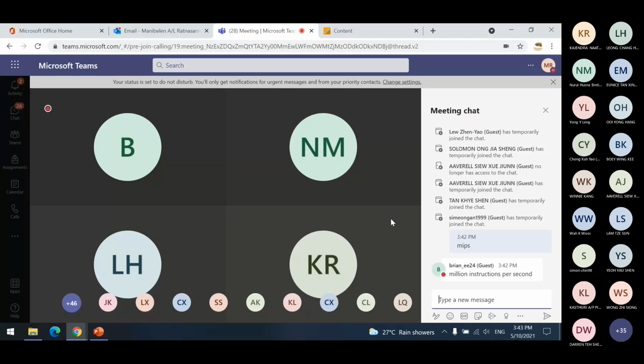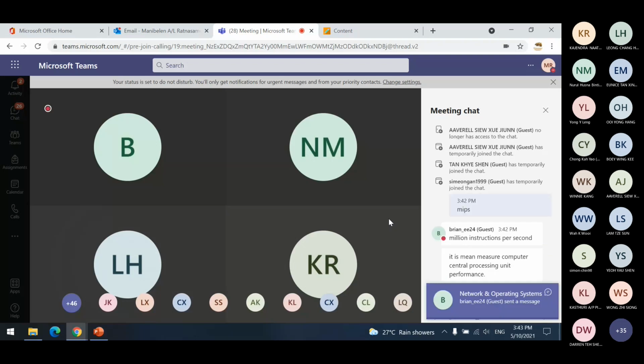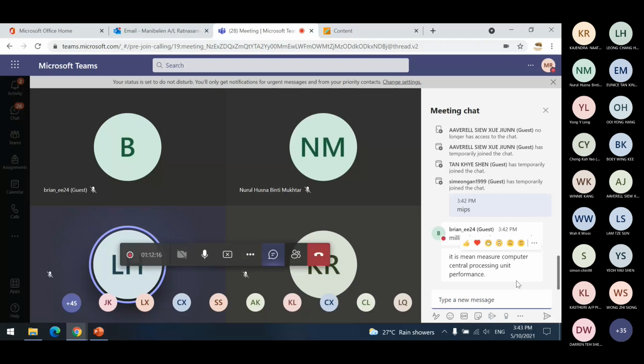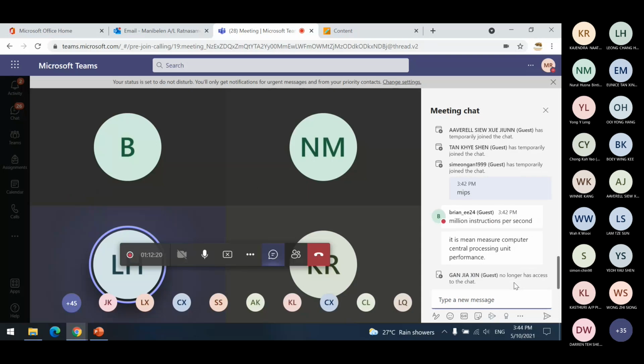MIPS. And which component or unit in the system uses this measurement, this MIPS? Is it RAM? Okay, someone answered RAM, and I see a message here. It measures computer central processing unit performance. Okay, you are correct. Yes, it measures the performance of the CPU.